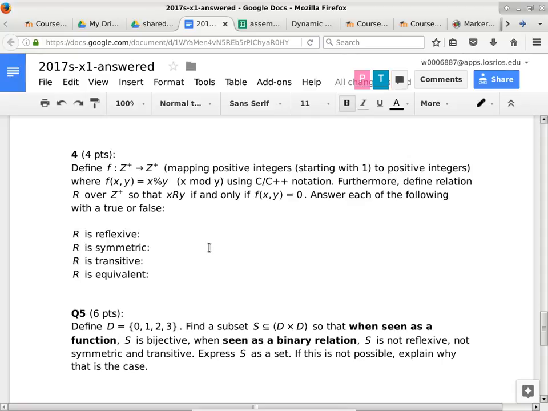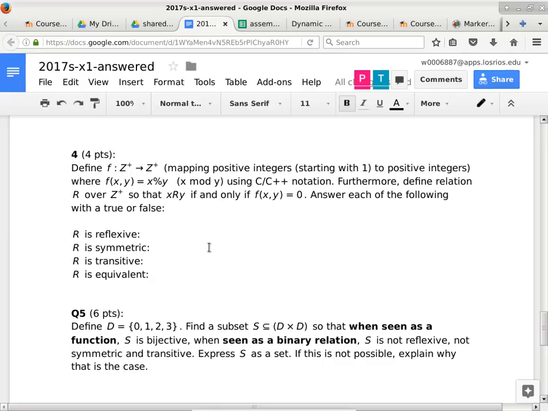Okay, so the next one we have a function f that is defined later on, and then Z plus is basically the set of all the positive integers starting with 1, and the function is x mod y. I was kind of surprised, pleasantly surprised, that nobody walked up to me and asked, what is the mod operator? Okay, that was good. So x mod y is function f, but the relation, x R y if and only if x mod y equals 0.